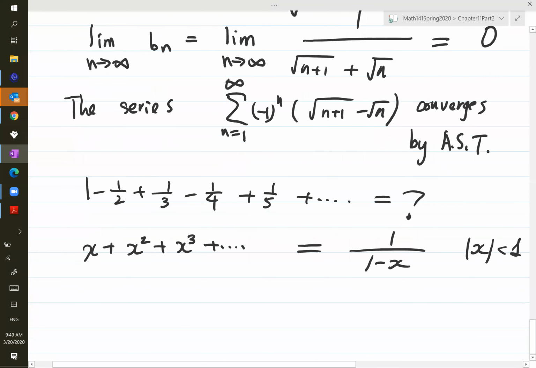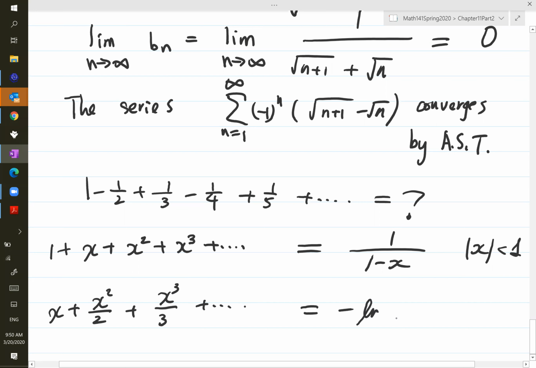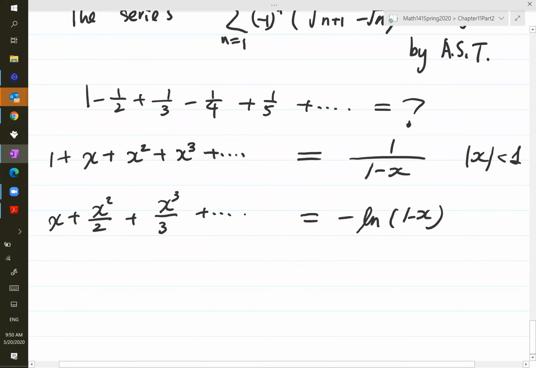What we did is we integrated both sides, taking the antiderivative term-wise. Then we get negative ln(1 minus x) on one side. Now, if you take x to be negative 1, here the absolute value of x is supposed to be less than 1.